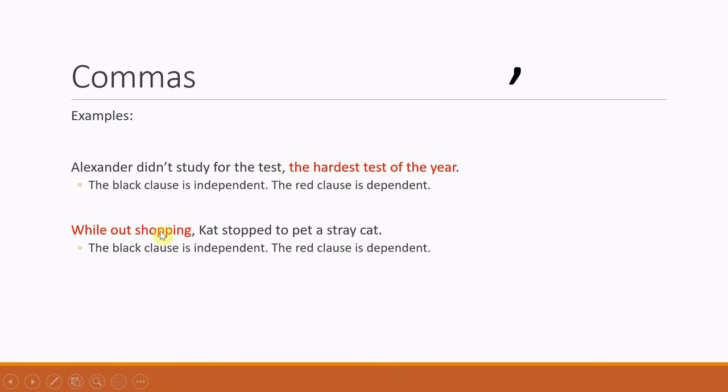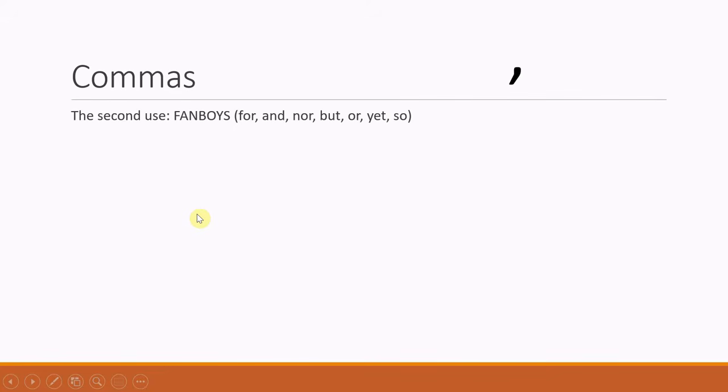Here's another one. While out shopping, Cat stopped to pet a stray cat. Here we have the black independent clause on the back end and the red dependent clause first. It doesn't really matter. As long as you have one and then the other, we're going to use a comma.